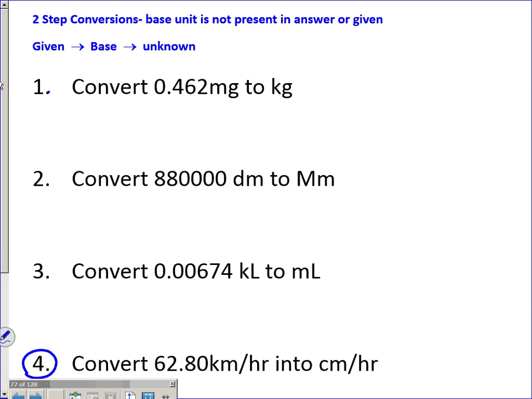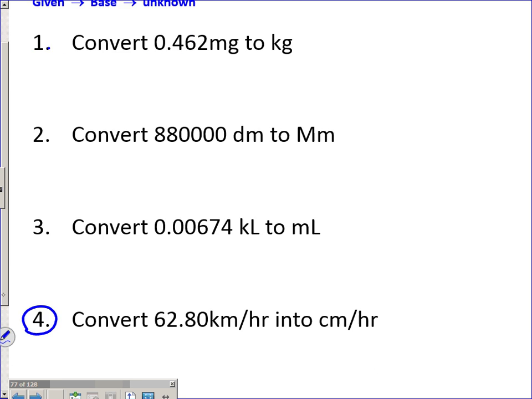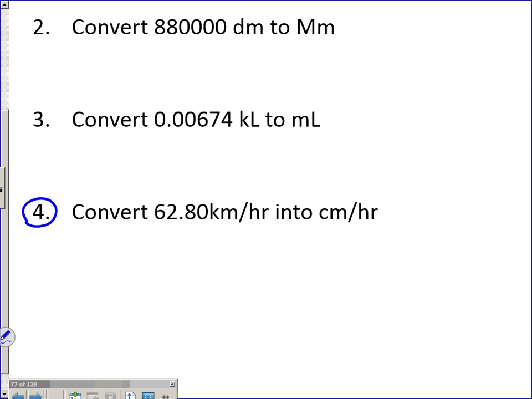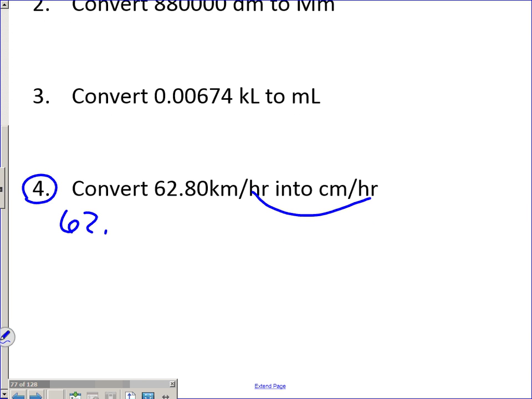We're in this little second set. I'm going to start with 4, just because I heard that was a request. So let's start with the hardest one. In this one, do we have a 2-step conversion? No, we actually don't, because the hour stays the same. The hour is not changing. We're not going to change the denominator. So let's write it out. 62.8 kilometers per hour. Anytime it says slash, I think it's in your best interest to write it as a straight fraction, because then you don't have to worry about trying to figure out what's in the numerator or denominator.